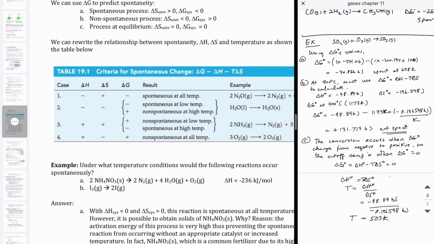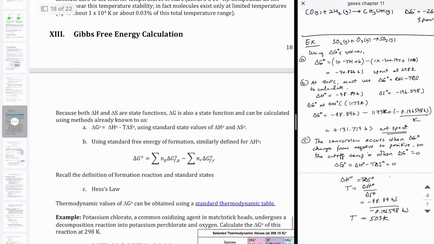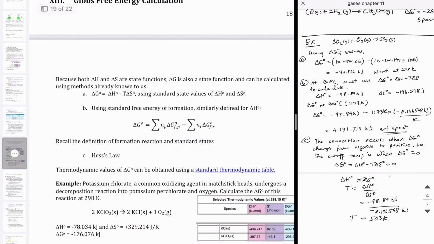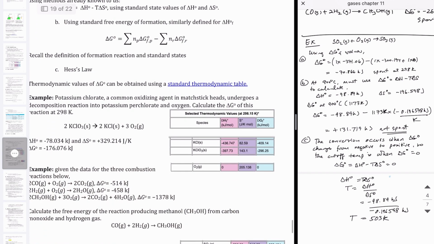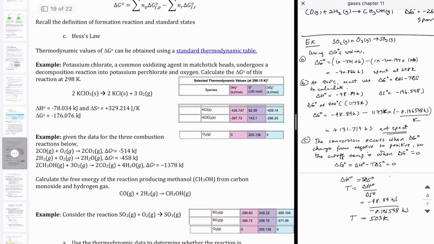So we discussed how to determine the sign of delta G by looking at the enthalpy and entropy factors in the previous section. Now we want to actually calculate the value of delta G and use that to determine whether a reaction is spontaneous or not. Again, keeping in mind that when delta G is negative, that's when the reaction is spontaneous, and when it's positive, it is not, and when it's equal to zero, we're at equilibrium for that given reaction.